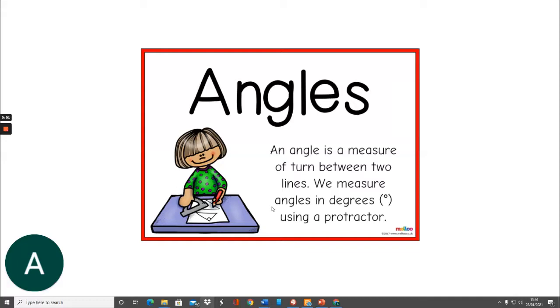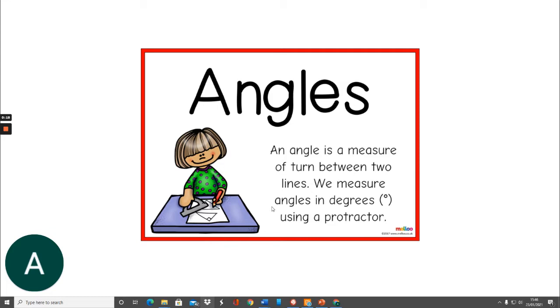Hi there, Year 4. Today we're going to look at angles. This is going to be the start of our lessons on angles this week. So today we're going to recap what we already know about angles. There'll be some new learning as well, and some language and vocabulary that you need to remember.